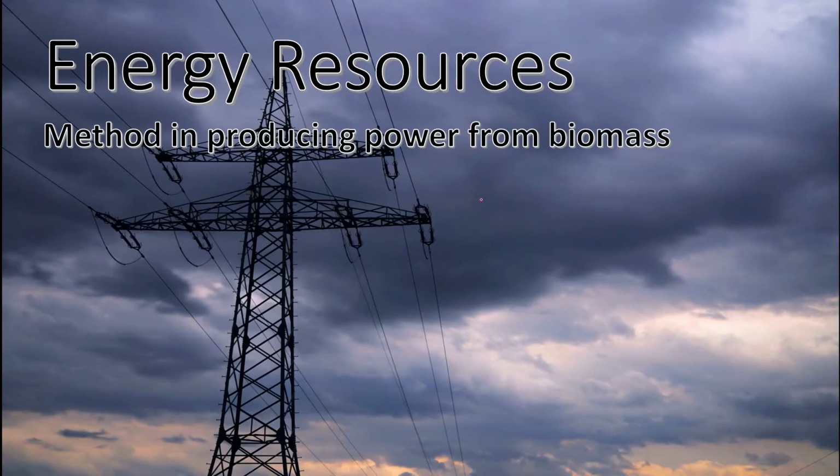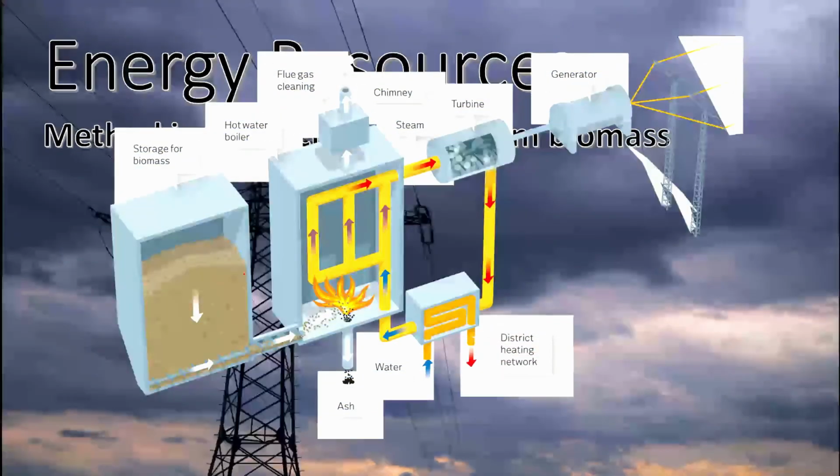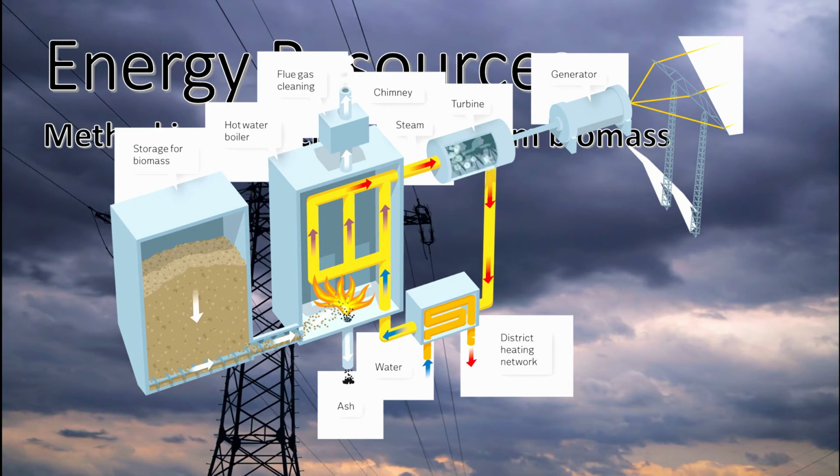So, methods in producing power from biomass. Same method as before: you burn the biomass, then steam will drive the turbine again, and then it goes to the generator, and the generator converts it to electricity.